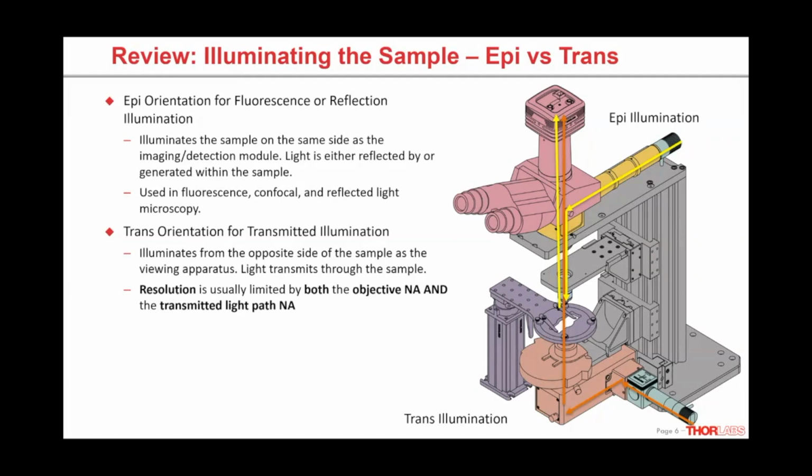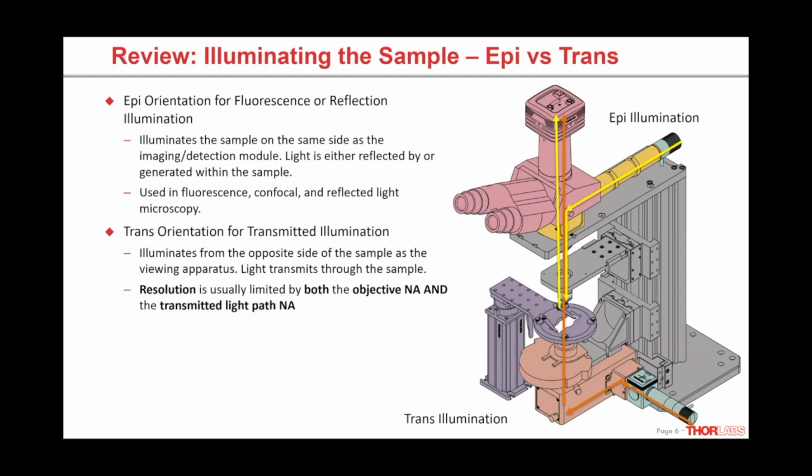Continuing the review from talk 1, we're going to cover 2 of the major pathways in a microscope. Epi orientation, or the epifluorescence pathway, which illuminates the sample from the same side as the imaging detection module. Light is either reflected or generated within the sample. This is used for fluorescence and reflected light microscopy.